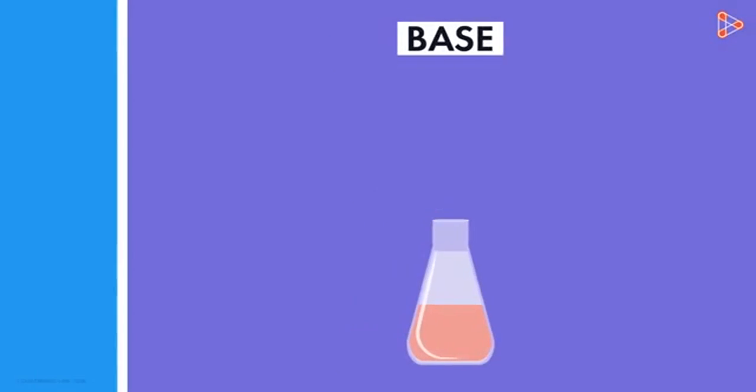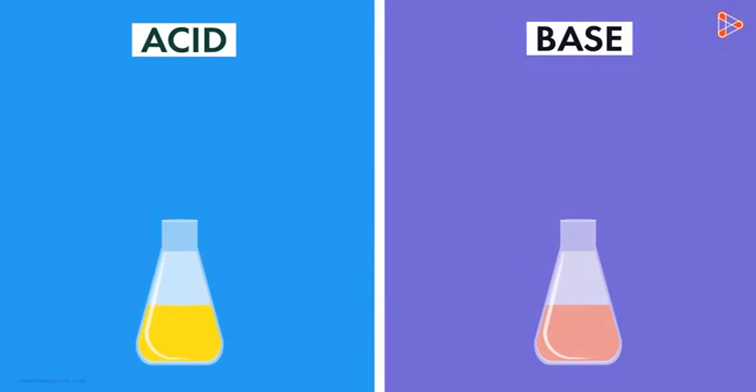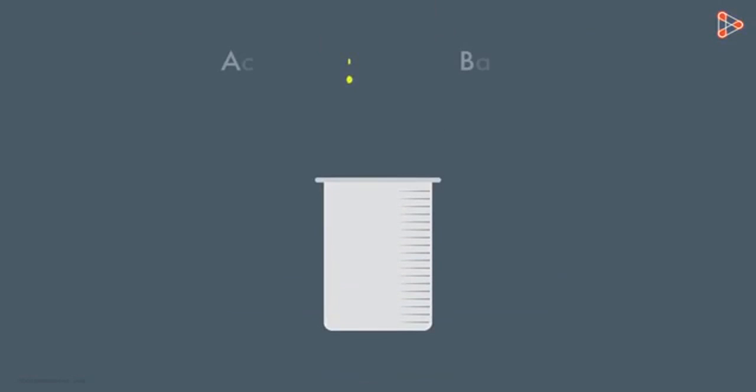This was about acids and bases in general. Now can you tell me what will happen if an acid and an alkali, as in a base, come together? Will the solution explode? Will it give an unexpected reaction? Or something else? Well, it is something that we already know.